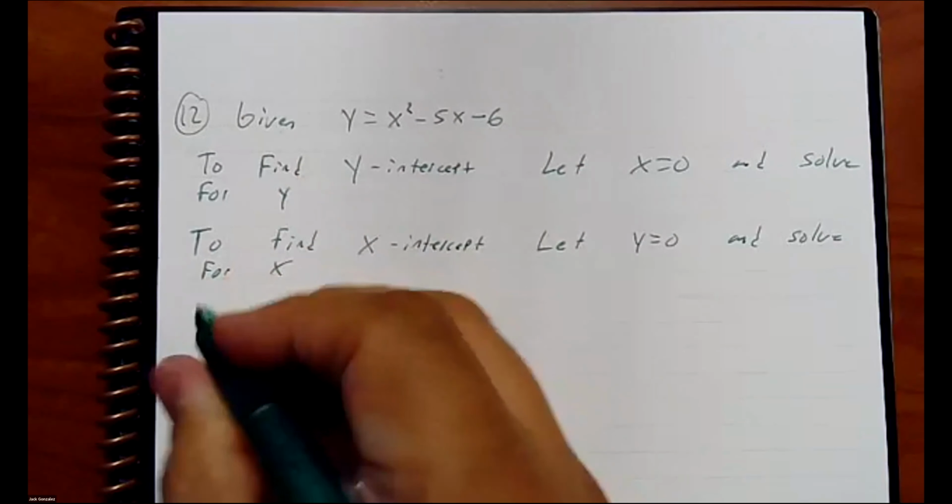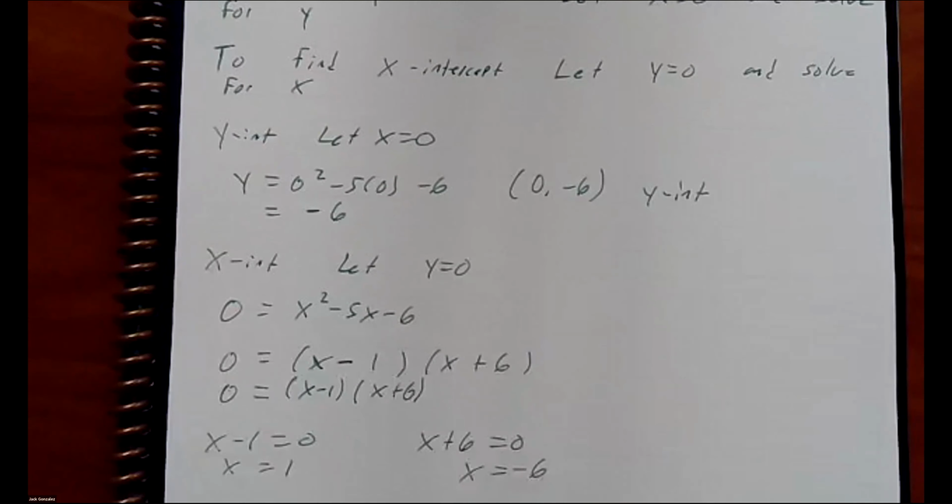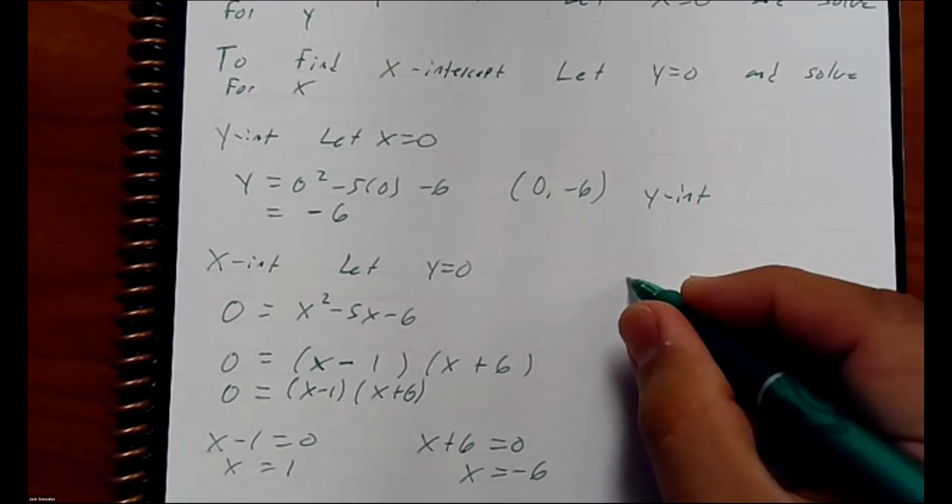Minus 1 plus 6. I don't know why I wrote that twice. So x minus 1 equals 0, x plus 6 equals 0. x is equal to 1, x is equal to negative 6. So these are going to be your intercepts. You have (1, 0) and (-6, 0) for x-intercepts.